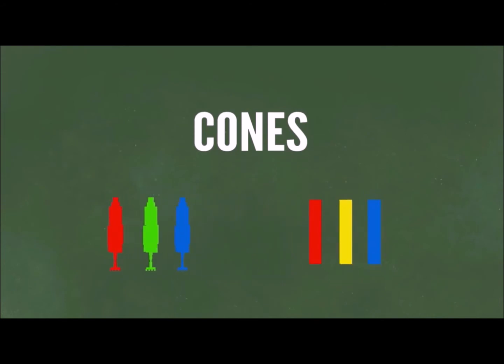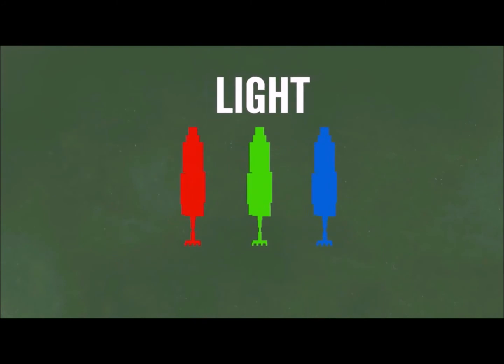But going back to the cones, we have three types: red, green, and blue. This may sound strange to you because in elementary school you learned that the primary colors were red, yellow, and blue. Well, I hate to break it to you, but that's a lie. For light, the primary colors are red, green, and blue.